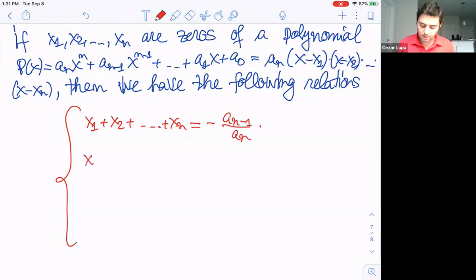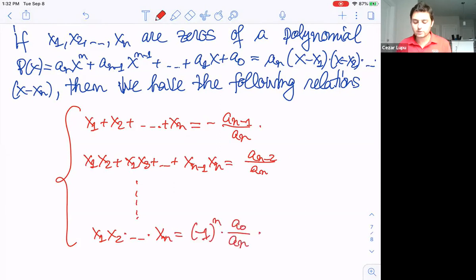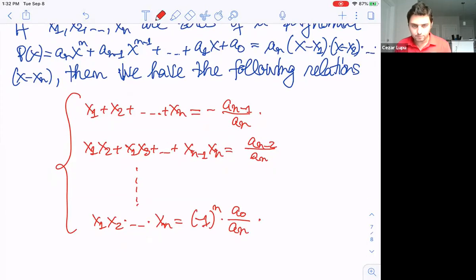Then let's write the second one: x1x2 plus x1x3 plus, and we keep going, x_{n-1}xn. This will be a sub n minus 2 over a sub n. And then we keep going until the last one, which will be nothing else than the product, which will be negative 1 to the power n times a0 over an. So these are the Viète relationships that you need to know, right? And I'll show you maybe a couple of applications of these.